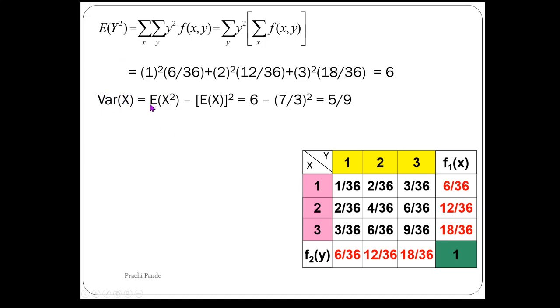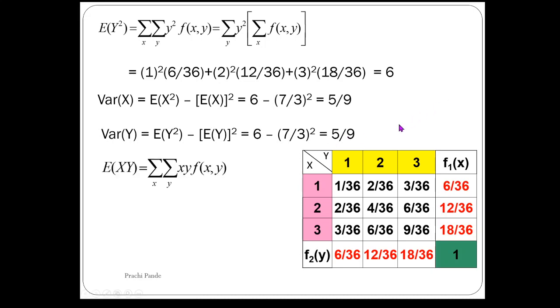So variance of x is expectation of x square minus expectation of x whole square. So it is equal to 5 by 9. And variance of y is again 5 by 9.